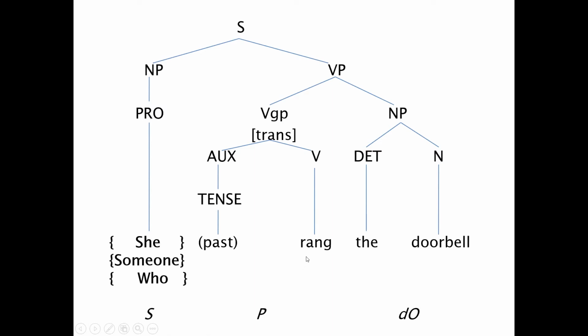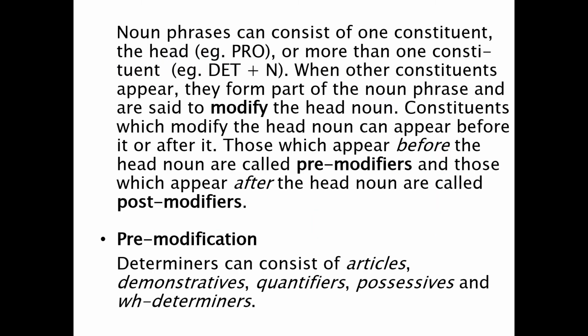That is the predicate, al-khabar. And we have rang, that is the past verb. Okay, and the doorbell. So she rang the bell. She is a noun phrase and the doorbell is a verb phrase. Noun phrases can consist of one constituent, the head, for example, a pronoun, or more than one constituent, for example, determiner plus noun.